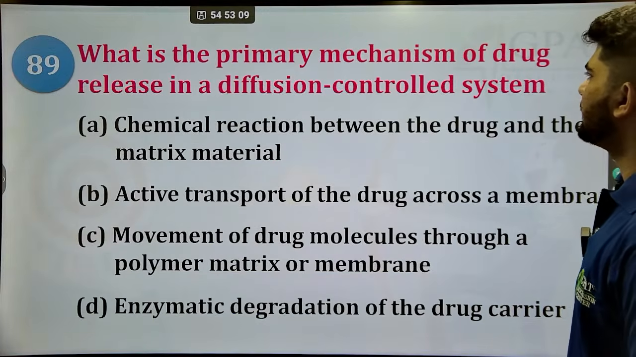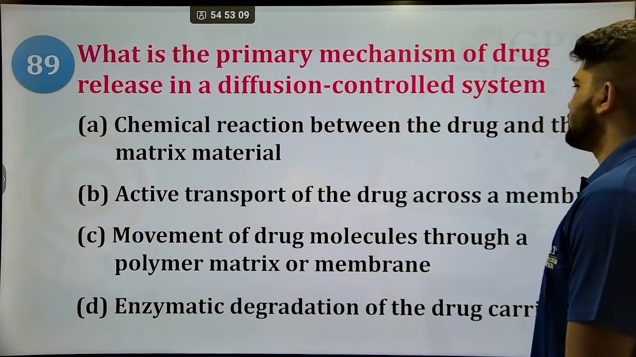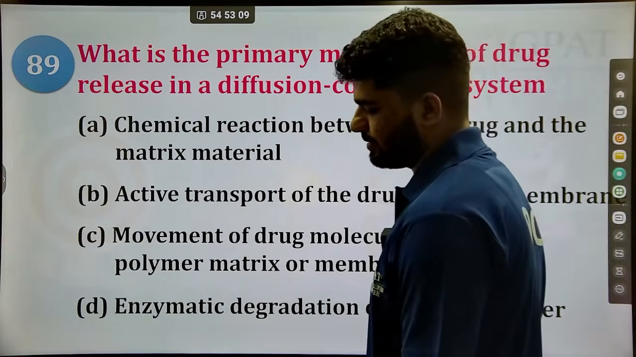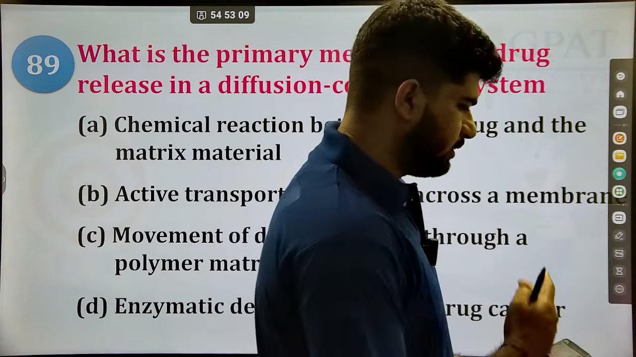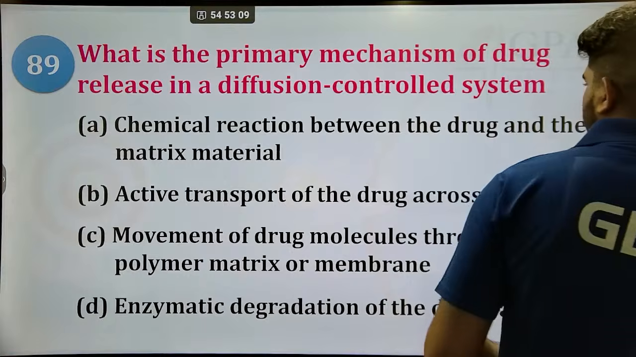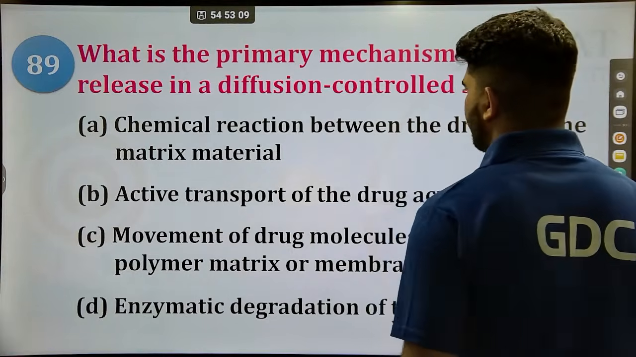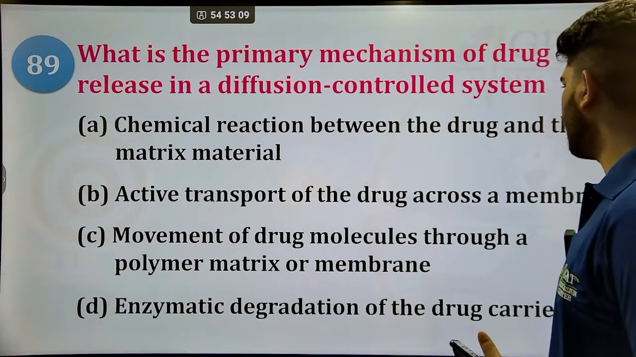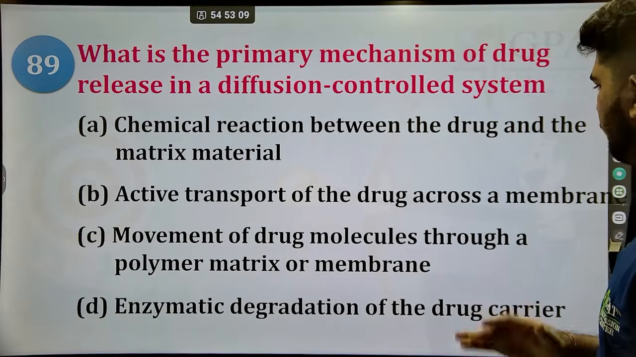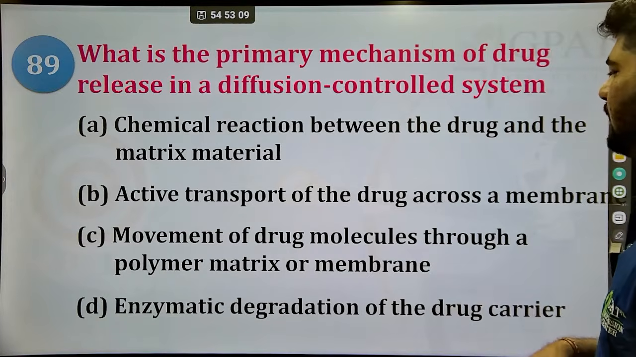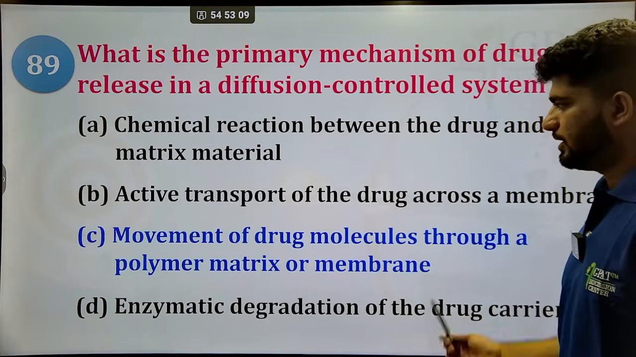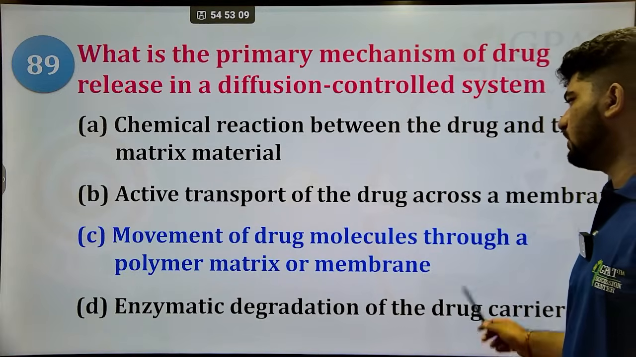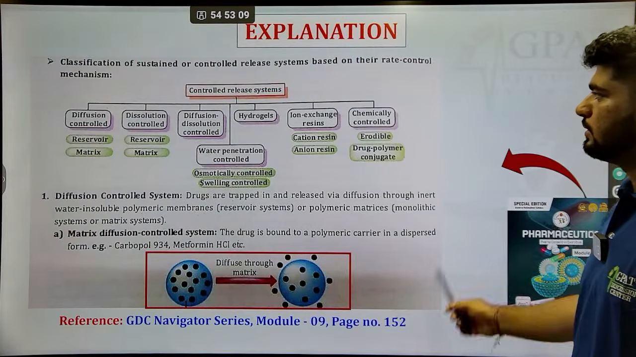What is the primary mechanism of drug release in diffusion control system? Okay, diffusion control system. As the name only suggests, that will be controlling the diffusion part. So what's that over here? Chemical reaction between the drug and the matrix material, active transport of the drug across a membrane, movement of drug molecules through a polymer matrix or membrane, enzymatic degradation. Simple. That's just C only, movement of drug molecule through polymer matrix or membrane.